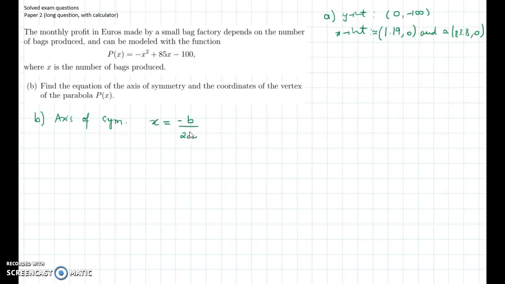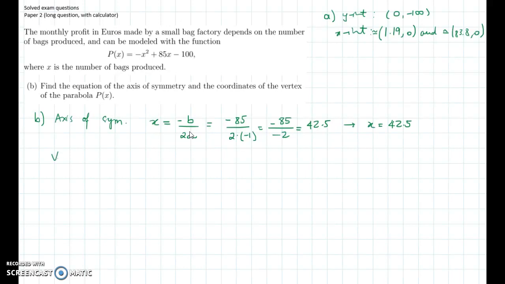A is the main coefficient, the coefficient of x squared of our quadratic, and b is the coefficient of x. So in this case, this is negative 85 divided by 2 times negative 1. So this is negative 85 divided by negative 2, which is 42.5. So the equation of the axis of symmetry is x equals 42.5.